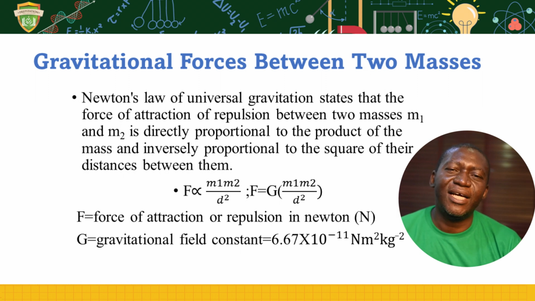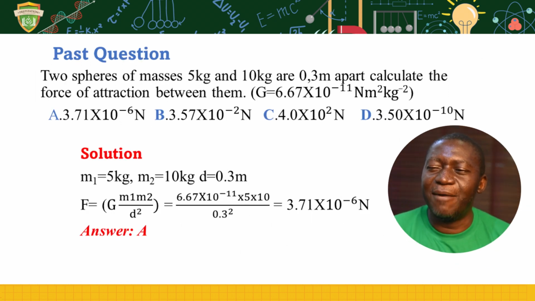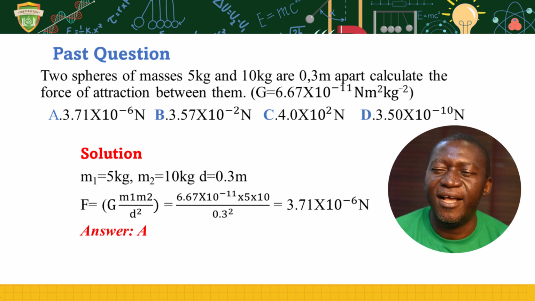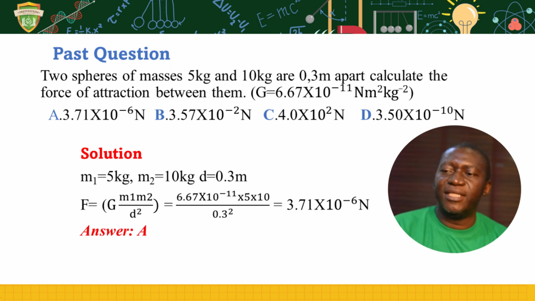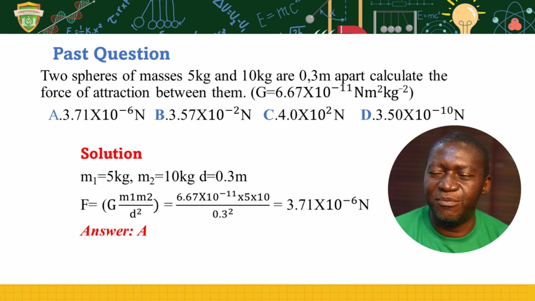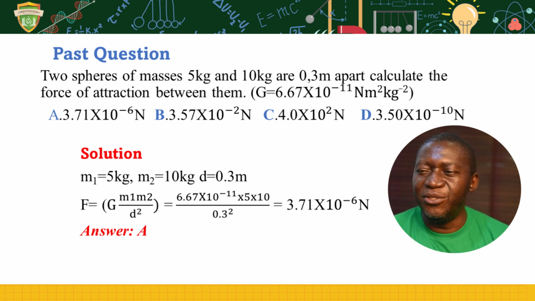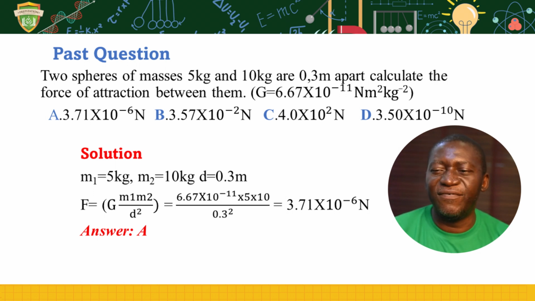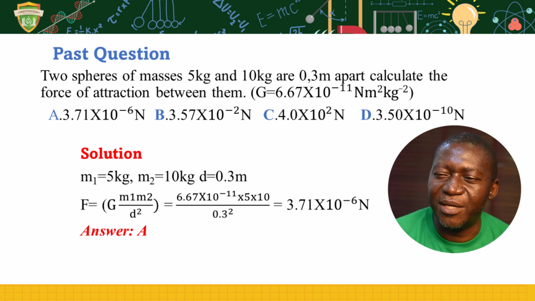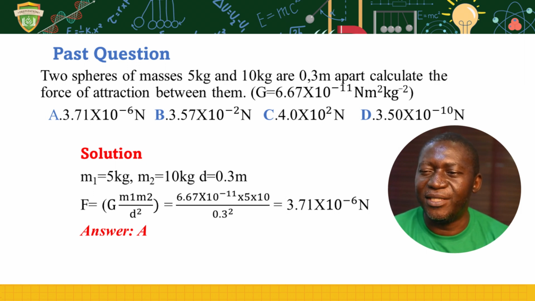Now, let's look at a question that requires the application of this formula. Two spheres of mass 5 kilograms and 10 kilograms are 0.3 meters apart. Calculate the force of attraction between them, given that the gravitational field constant is equal to 6.67 times 10 raised to power minus 11 Newton meter squared per kilogram squared. Our m1 is 5 kilograms, our m2 is 10 kilograms, while the distance that separates them is 0.3 meters.